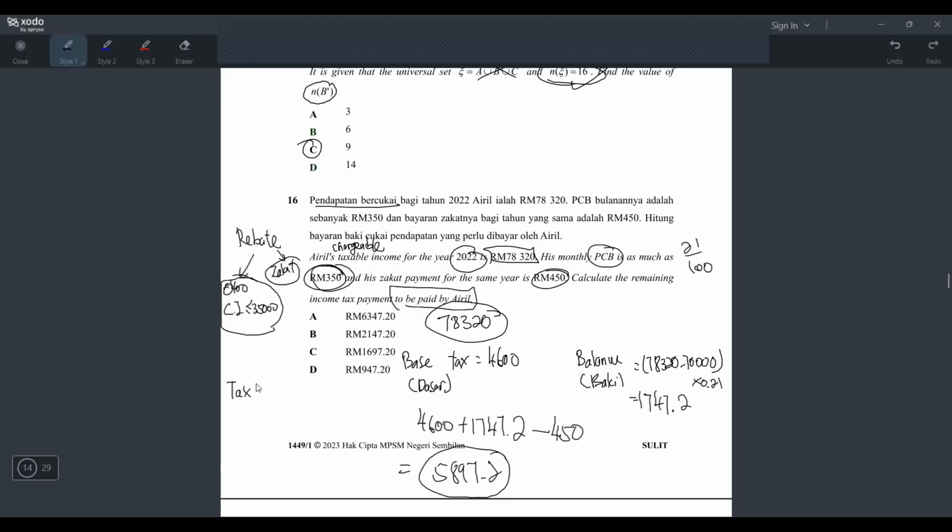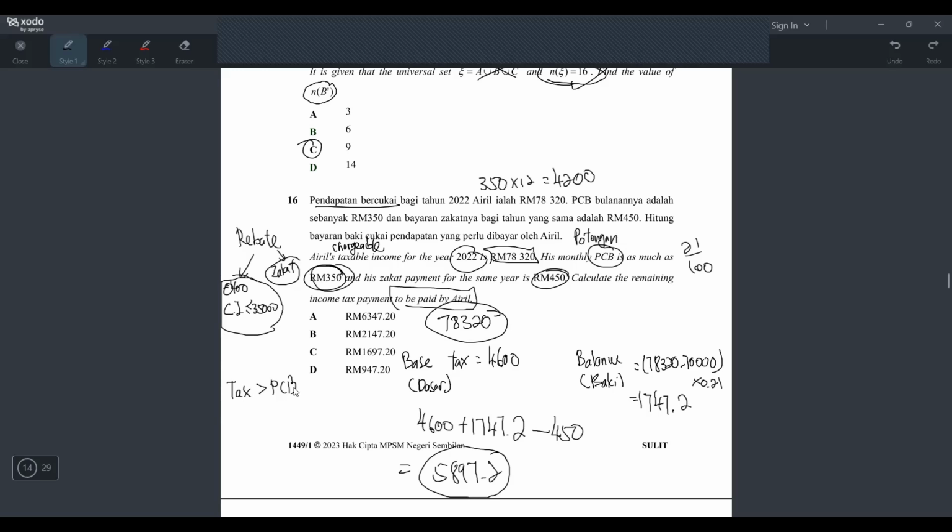If your tax is more than your PCB. What does it mean? PCB stands for potongan cukai bulanan. It means later you have to take the 350 times 12 first, because it's for 1 month. Cukai bulanan is for 1 month. So you have to times 12 first, then only you can compare the two values. So let's press 350 times 12 first. So I get 4,200, right?